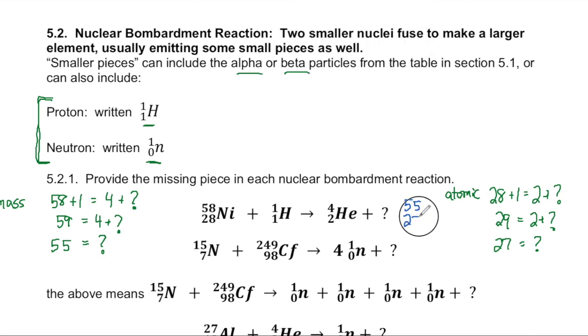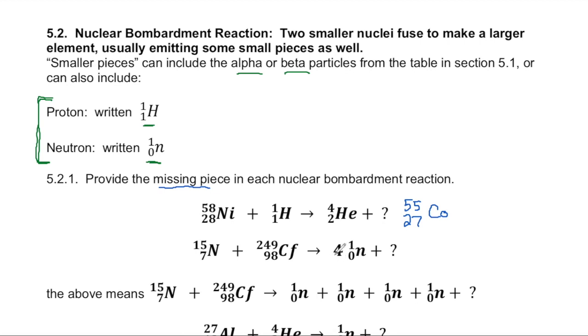Then if we look here, 27 plus 2 is 29 on the right, 28 plus 1 is 29 on the left, so we have equal on both sides. That's what we need. When we look on the periodic table, element 27 is cobalt, symbol Co, and that is the answer. That is the missing piece in that particular bombardment reaction.